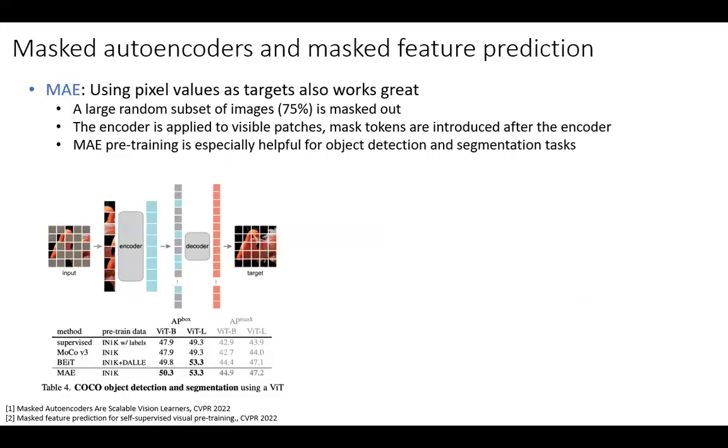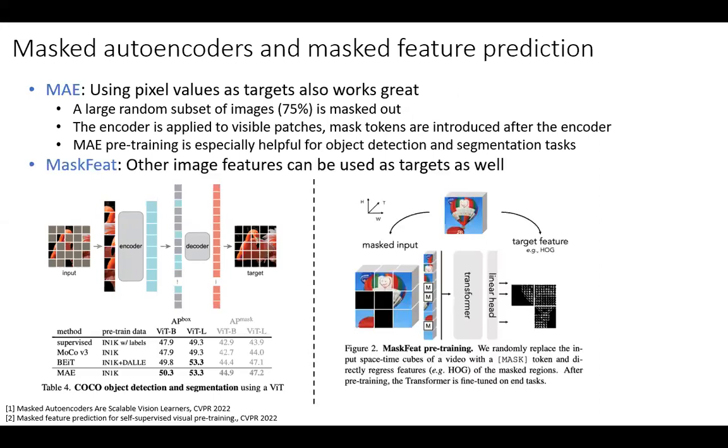And then later work, the famous one, right? The MAE, they show, oh, you don't need to use a discrete tokenizer. Why not use pixels directly? And actually, it can indeed work, right? You just randomly mask out the images, and then your encoder applies on those visible patches, and it works, right? And then besides using pixels, why not use other features? In the MaskFeat paper, they also have shown that many other features can also be used as target as well. And one special one they find works is the so-called very traditional HOG feature.